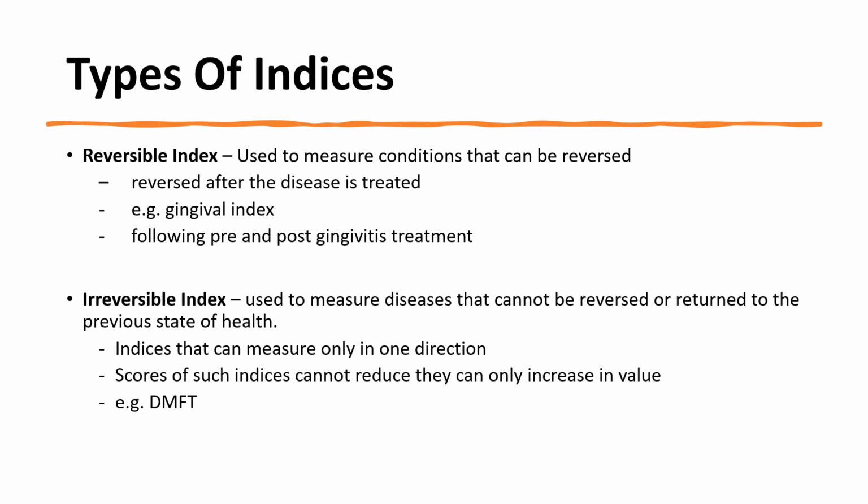It is an index used to measure reversible diseases, but in the case of dental caries, once it happens, it only progresses, but it doesn't go back. You can arrest it, you can fill it, you can do whatever kind of treatment, but you cannot return that tooth to a state of health where it says that the dental caries did not happen. We are not there yet. We might get there in the future. So indices like the decayed, missing, filled teeth index can be termed an irreversible index.